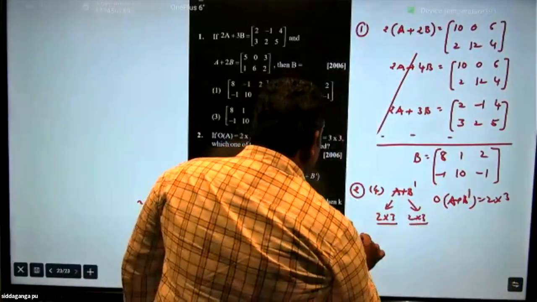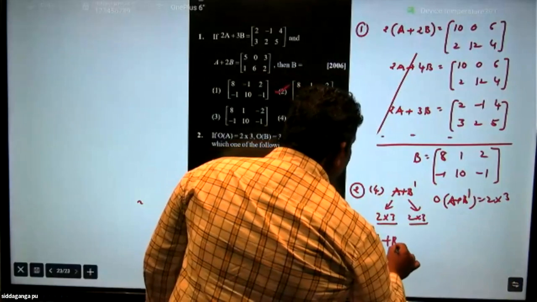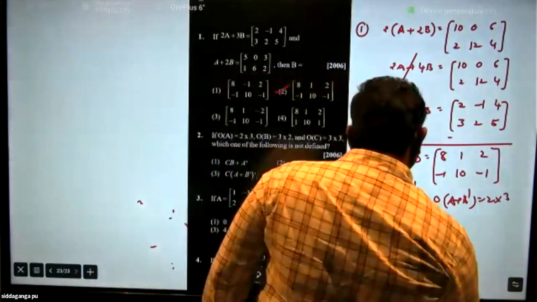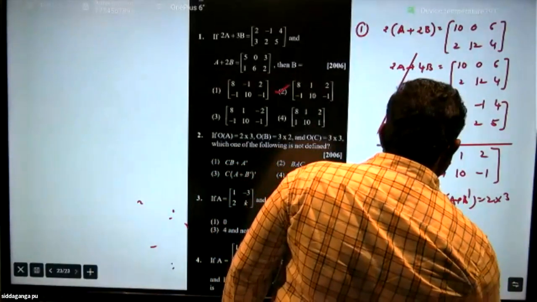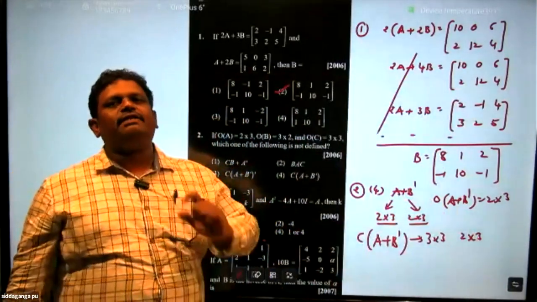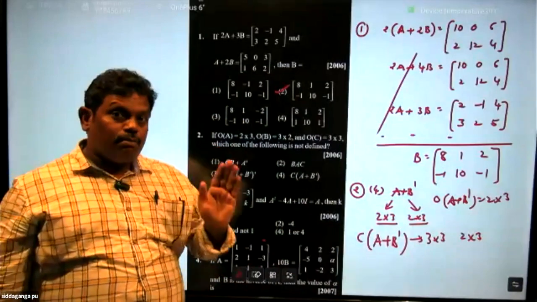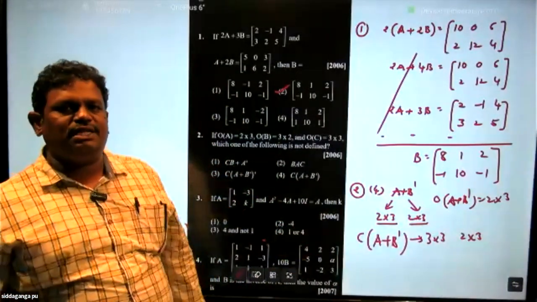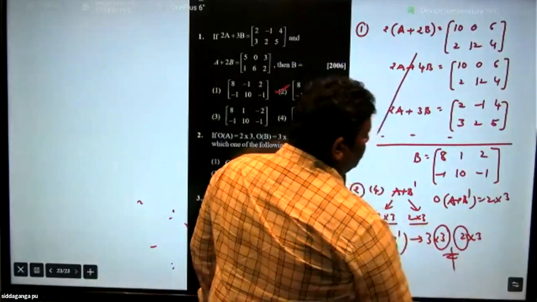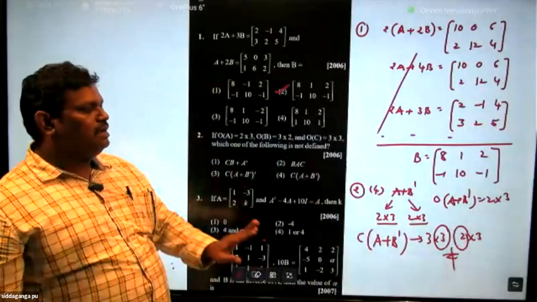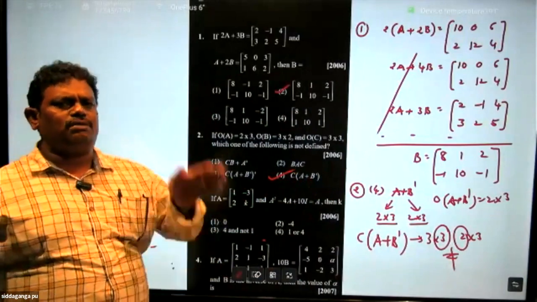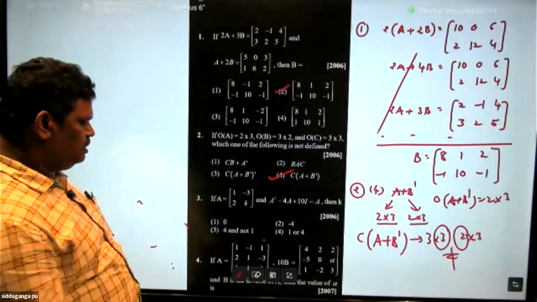Finally we take C into (A plus B dash). The C matrix order is given as 3 by 3. This is the product, and the order of A plus B dash is 2 by 3. For the product of two matrices, as we already discussed, the matrices are conformable when the number of columns in the first matrix is equal to the number of rows in the second matrix. But here we have 3 and here 2. These two are unequal. So this condition is not defined. The remaining three conditions must be defined. Okay? Right.